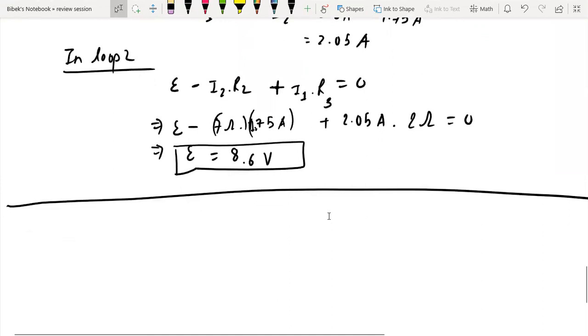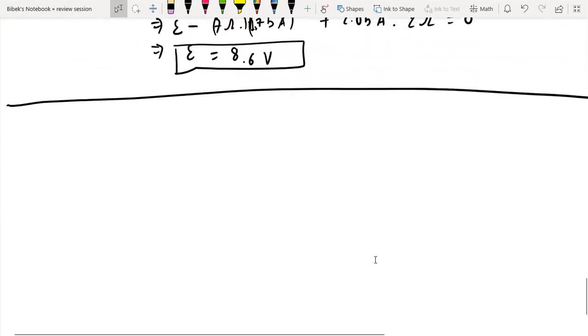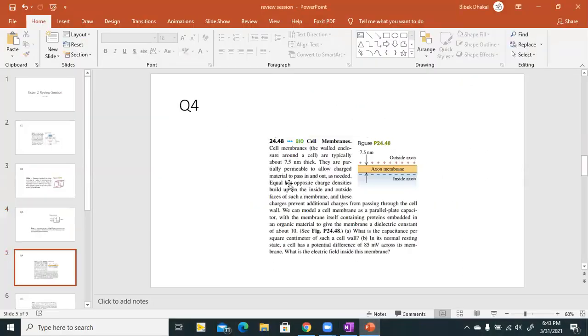So this is a very important question. Question 3 is to practice some of these questions before going to exam tomorrow. It's very important. So let's look at problem number 4.